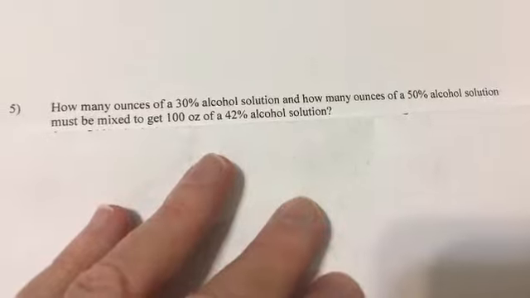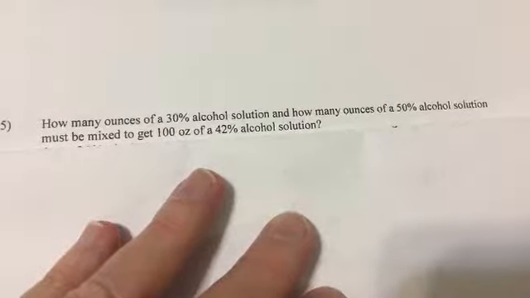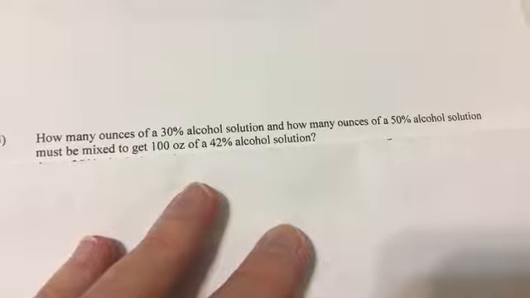All right, so now we're going to do problem number 4, which is going to be a mixture problem. How many ounces of a 30% alcohol solution and how many ounces of a 50% alcohol solution must be mixed to get 100 ounces of a 42% alcohol solution? So I'm going to let you see the problem, and then we're going to talk about the steps of a mixture problem. Okay, there's the problem on the page in words. I always understand things better when I see them in words.